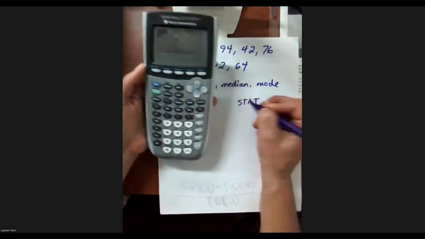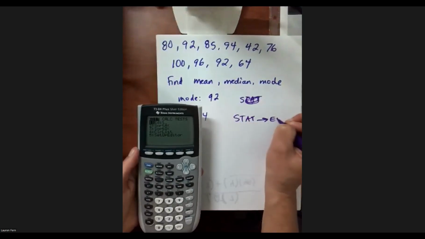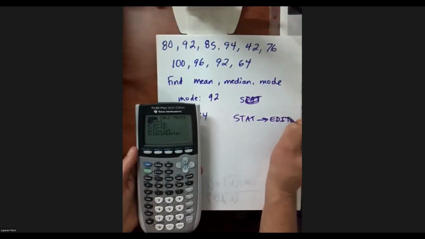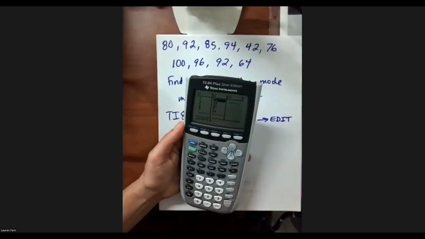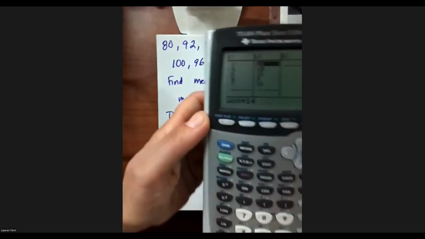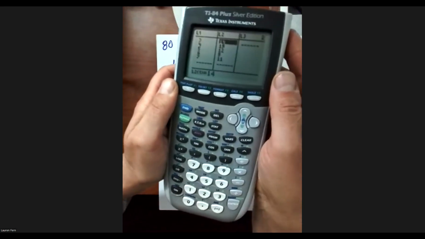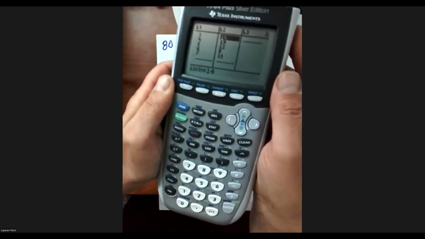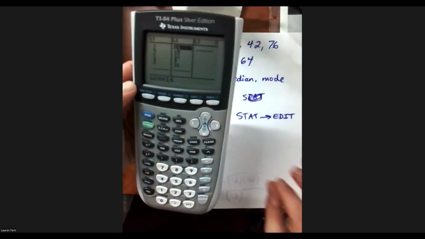So stat, and we want to edit. Notice we're already at edit, so I'm going to hit enter. Now, do you see how I already have lists in my calculator? It's because I've done these computations a couple times before. And if you don't have lists, you're about to.